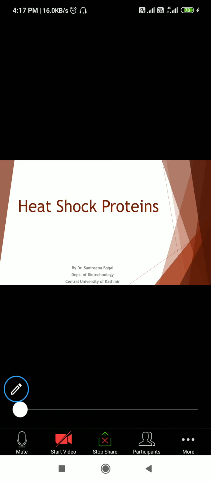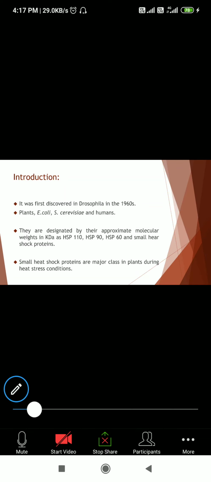So whenever we see heat shock protein 110, we can say the molecular weight of this protein is 110 kilodaltons. We have different heat shock proteins: heat shock protein 110, 90, 70, 60, and so on. Plus we have some small molecular weight heat shock proteins, whose molecular weight varies from 15 to 30 kilodaltons.